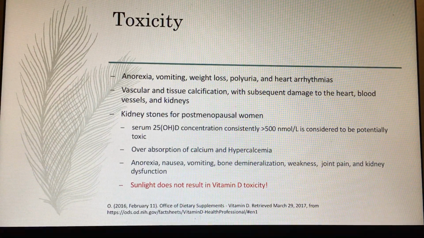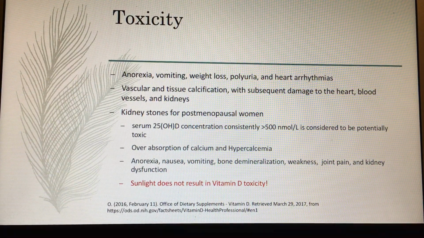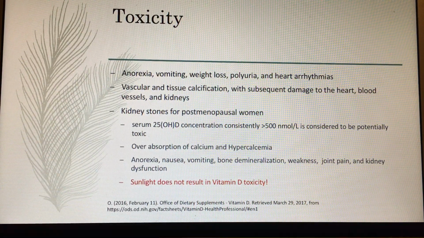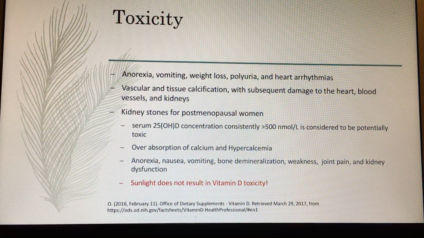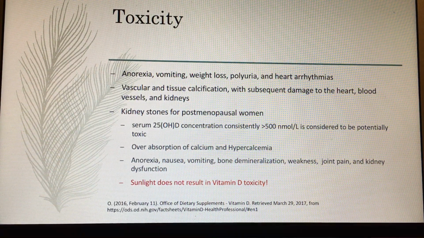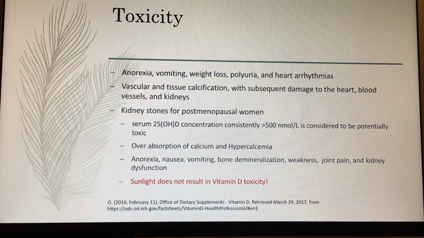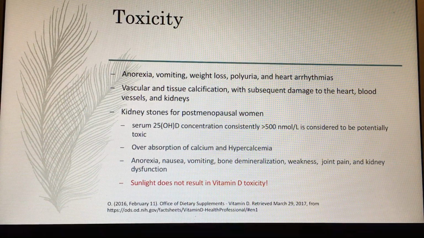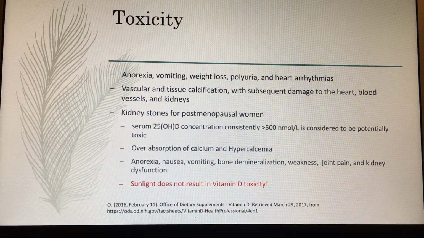Vitamin D toxicity can cause nonspecific symptoms such as anorexia, weight loss, polyuria, and heart arrhythmias. More seriously, it can also raise blood levels of calcium, which leads to vascular and tissue calcification, with subsequent damage to the heart, blood vessels, and kidneys.